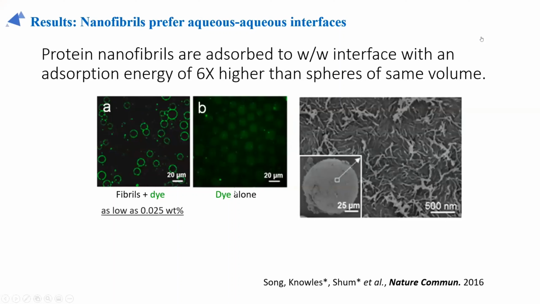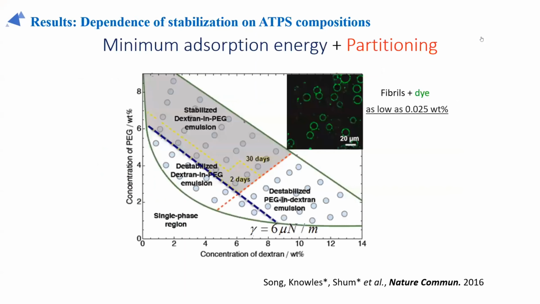If we just add the dye but not the fibril, the dye will stay inside the droplet. So it is not because the dye prefers the interface, it's because the fibril prefers the interface of the aqueous droplets and the dye prefers the fibril. And if we look into the droplets on the surface, you can see lots of these nanofibrils crowded on the surface, providing the stabilization that we observed.